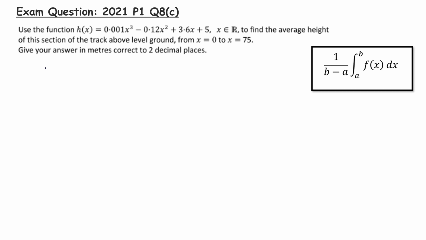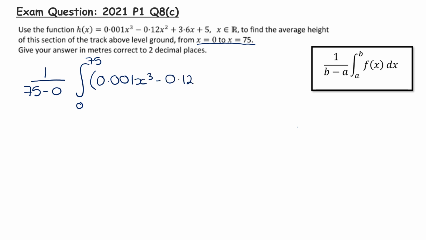So we're going to have 1 over b minus a. So they gave us our b and our a here. So it's 75 minus 0. We then set up our integration using those as our limits. We then have our function, which is 0.001x cubed minus 0.12x squared plus 3.6x plus 5 with respect to x. So this is 1 over 75.